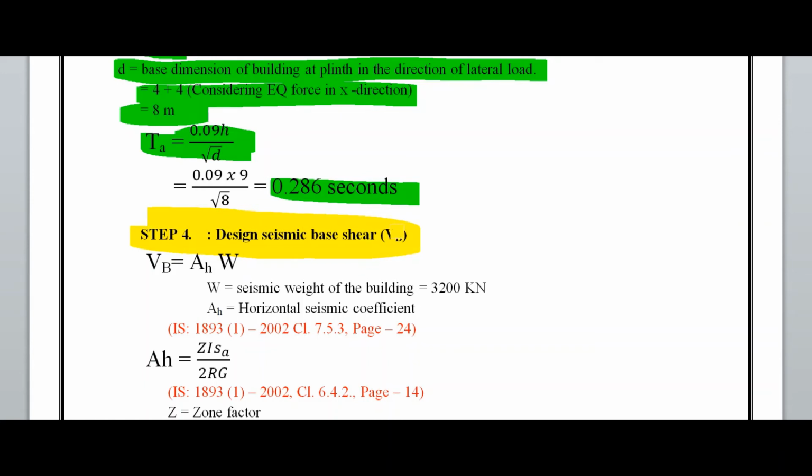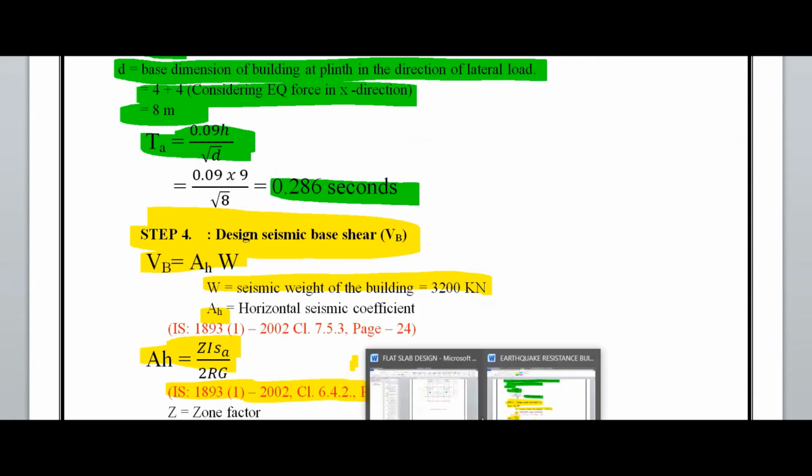Now we are going to calculate the design seismic base shear. Step 4, design seismic base shear. For the base shear we have the equation Vb equals Ah into W, and W, the seismic weight of the building, is 3200 kilonewton. We have to find out Ah. So the Ah equation is Z I Sa upon 2 R g. This equation is from IS 1893 Part 1: 2002, clause number 6.4.2, page number 14.